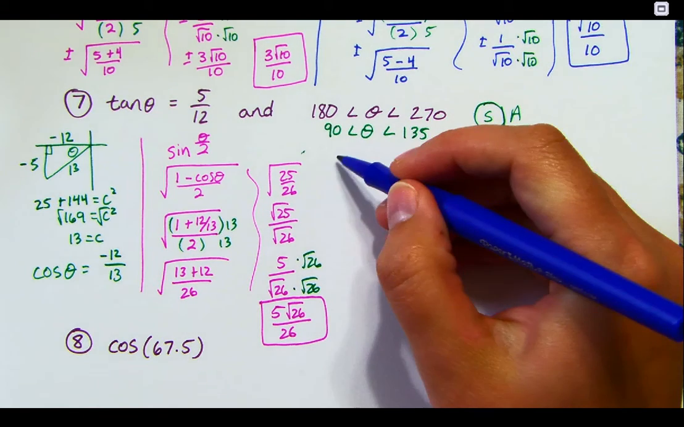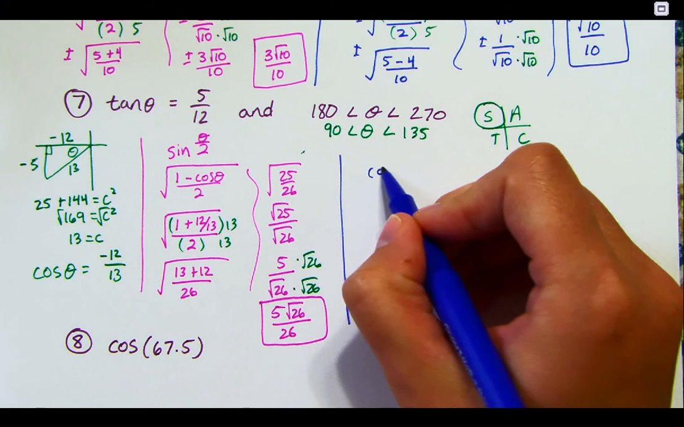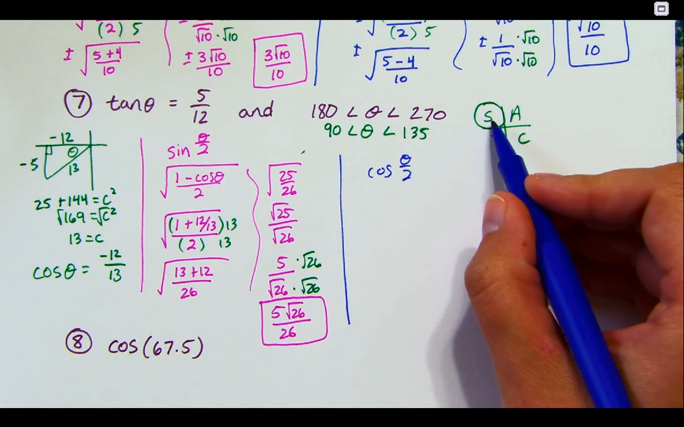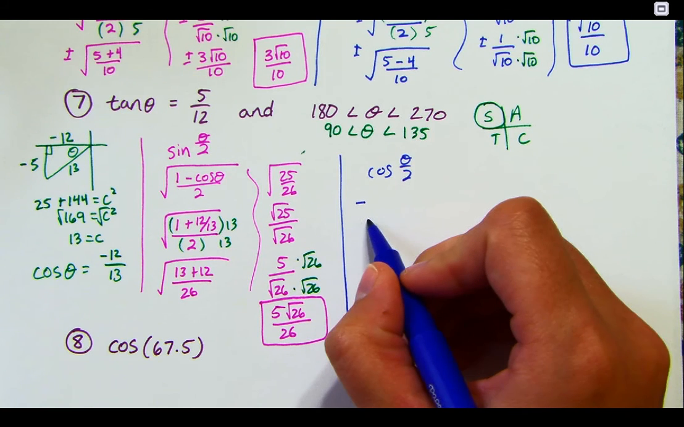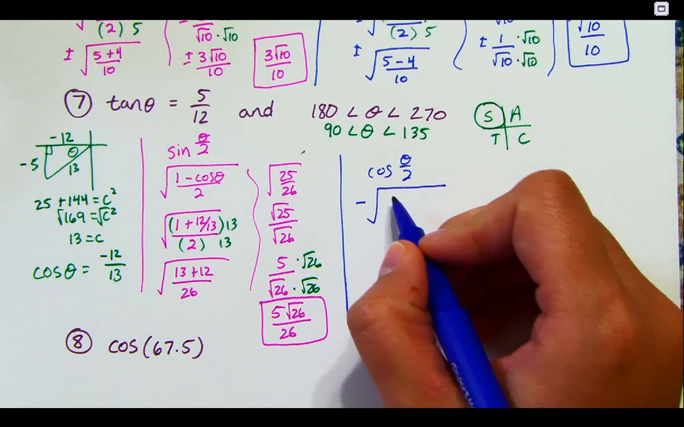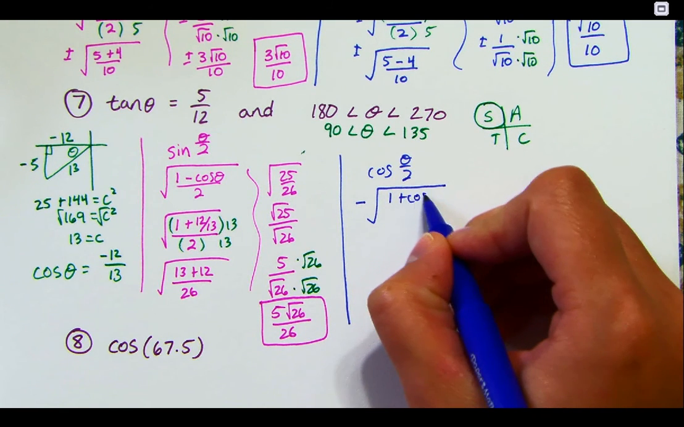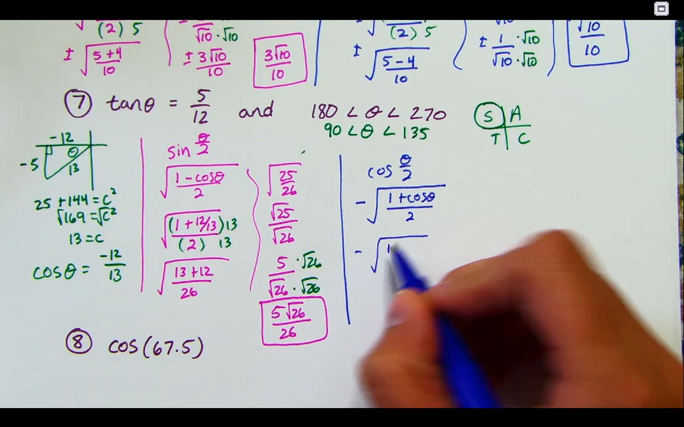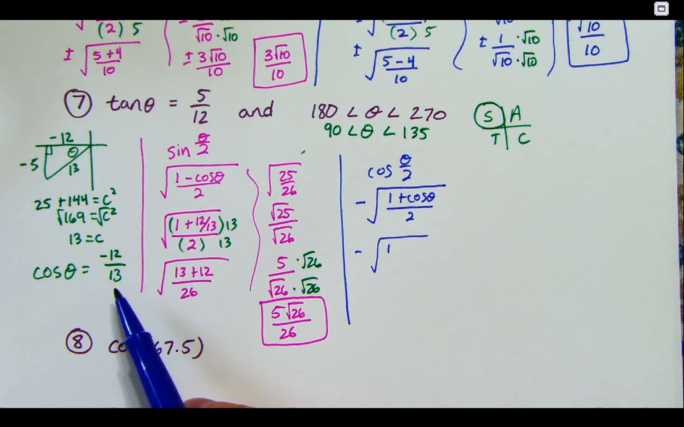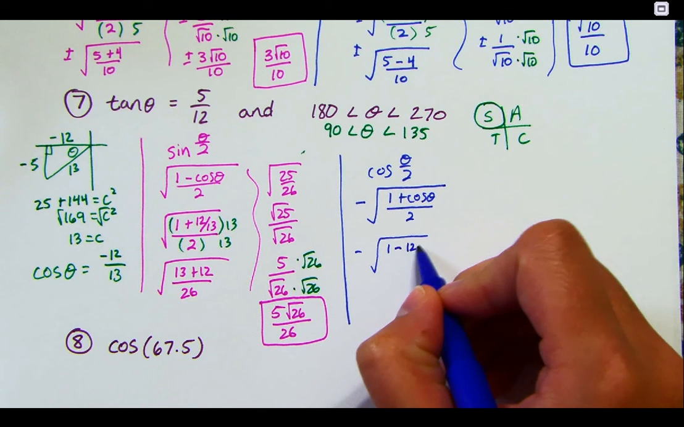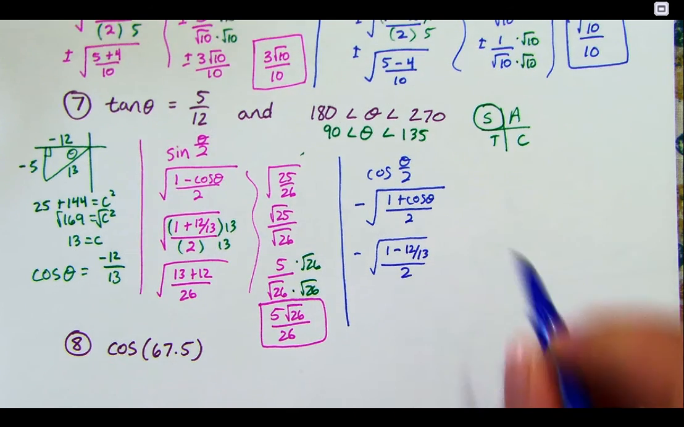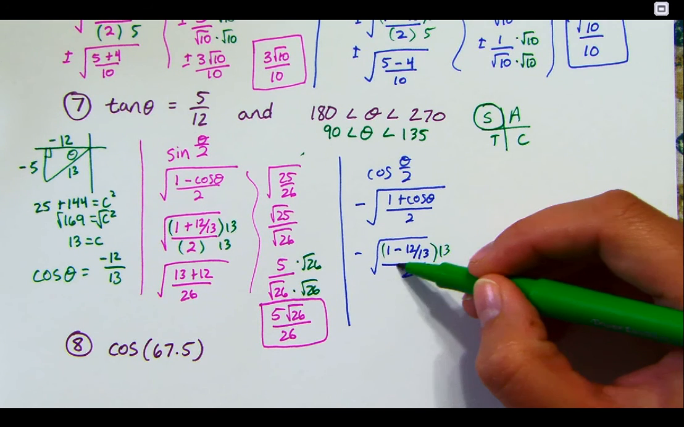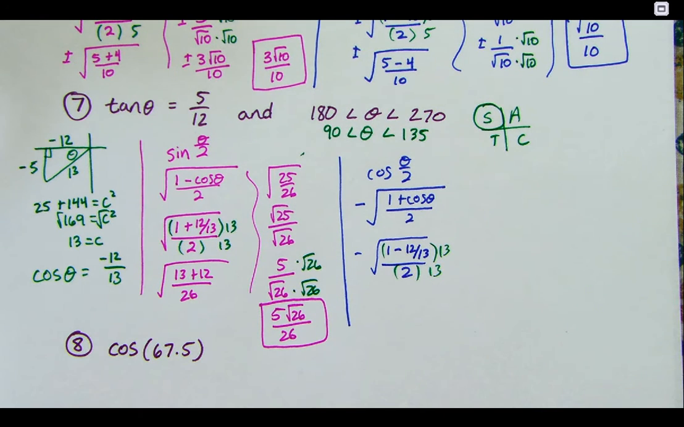And then now for cosine. So formula, so since I'm in the second quadrant, I know it's going to be negative, so I'm just going to write the negative part of that formula. And then this will be the square root of 1 plus cosine theta over 2. So plugging in, since I have a negative number for cosine, I'm going to write it as 1 minus 12 over 13. And then we are multiplying by 13 to get rid of that fraction.